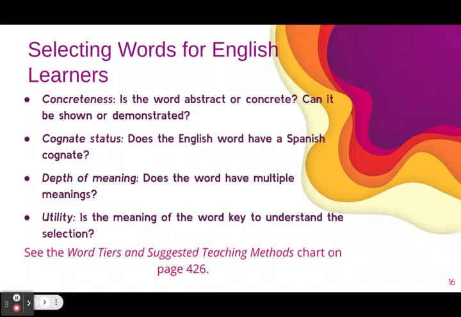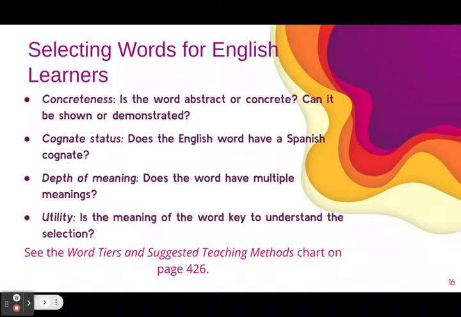But what's something that's more abstract that maybe you couldn't show? Something abstract would be maybe something that you can't exactly draw a picture of. Maybe a feeling would be more abstract. Those would be something that you would have to explain in a different way. So thinking about that, cognate. Does the English word have a Spanish cognate? Is it like a word in another language? Depth of meaning. Does the word have multiple meanings? There's so many words that have multiple meanings. You want to make sure that you're explaining that to your students.